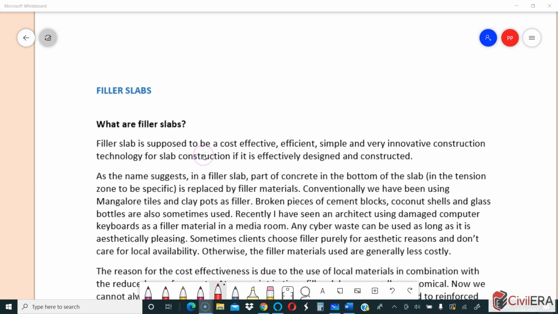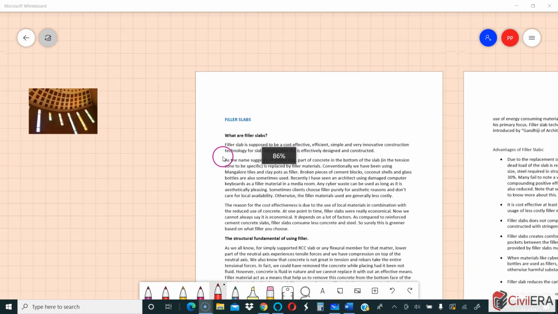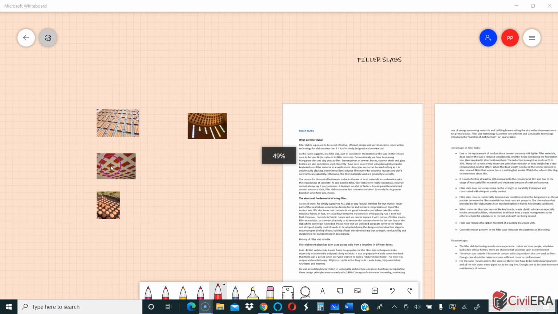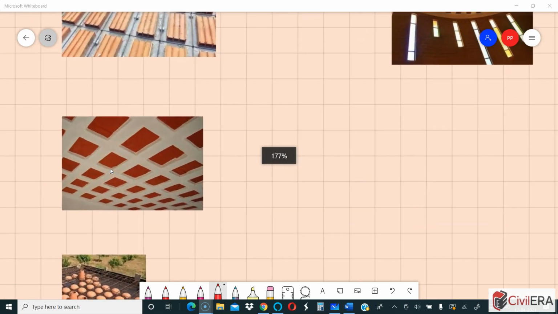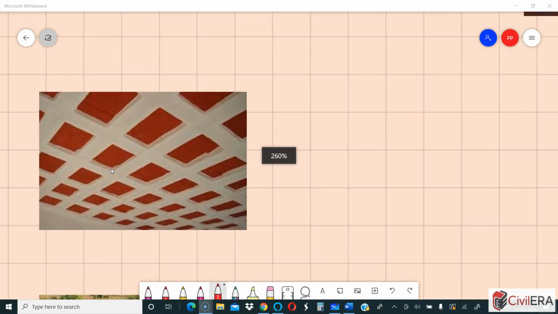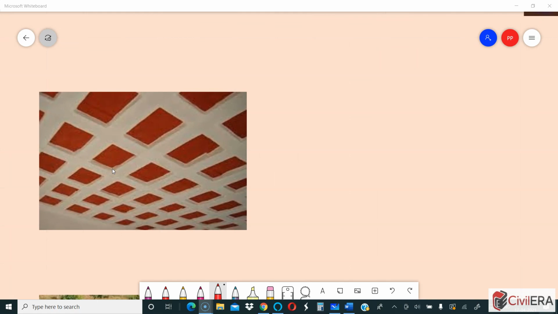Now, as the name suggests, in a filler slab, part of the concrete in the bottom of the slab, in the tension zone to be specific, is replaced by a filler material. So that's what you can see here in these figures. If you see here, you don't have concrete in the tension zone. So that's what we effectively do.